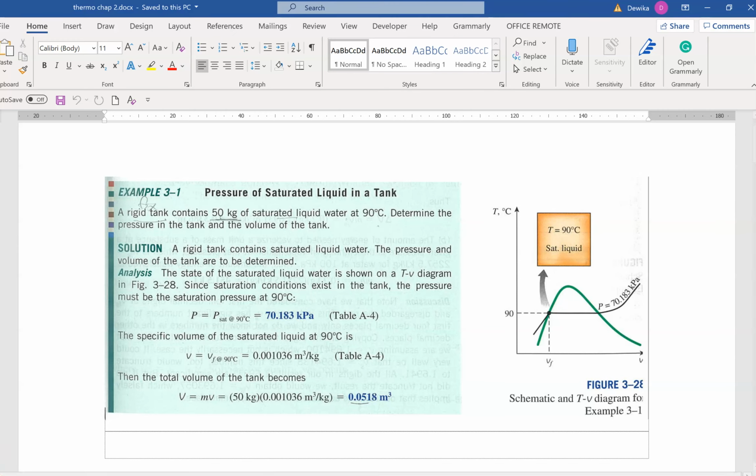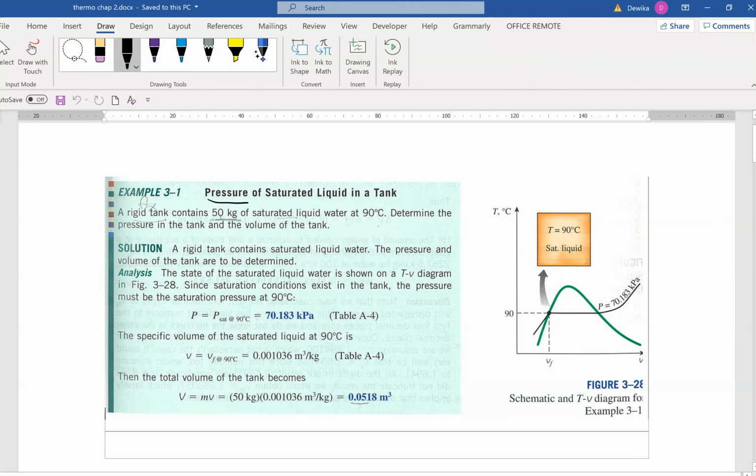Okay, practice on one of the questions. We have a question here, example 3.1, from your textbook: pressure of a saturated liquid in a tank. A rigid tank. What is a rigid tank? It means it's fixed, or you can say fixed volume. Not moving. The volume doesn't change. It contains 50 kilogram mass of saturated liquid at 90 degrees C. Determine the pressure in the tank and the volume of the tank.